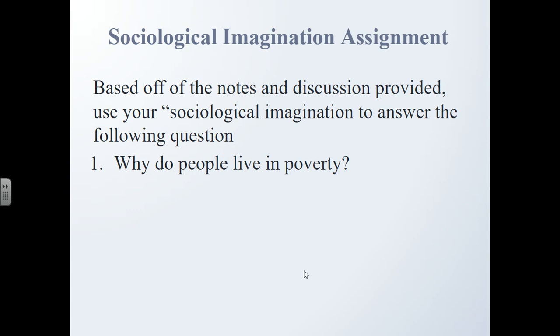So the Google form, you only had 2 questions on there. Hopefully you got those done. You submit that. There's a separate sheet on the section 1 lesson where you're going to open up the Google Doc, and it's going to say, based off of what we talked about today, you're going to use your sociological imagination to answer the following question. Why do people live in poverty?